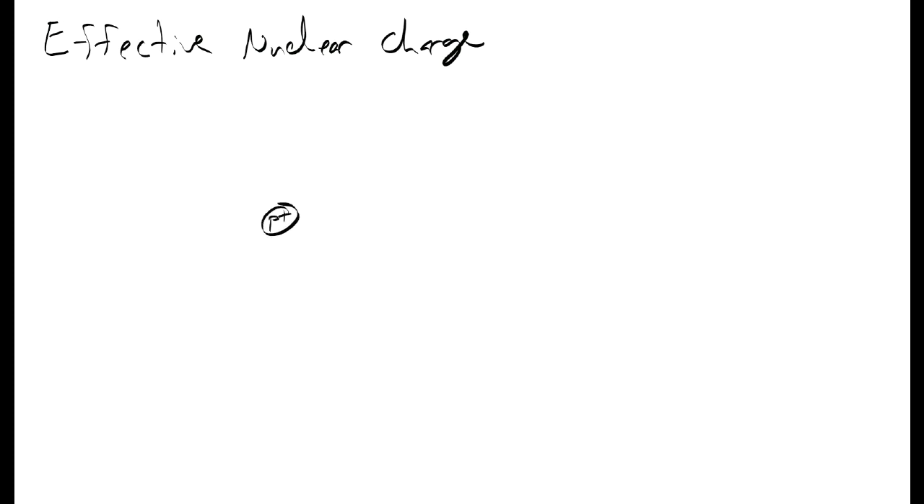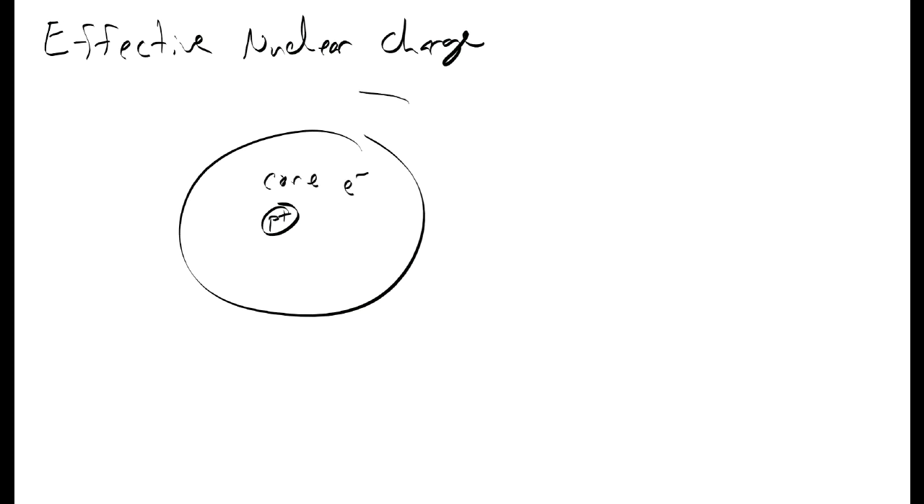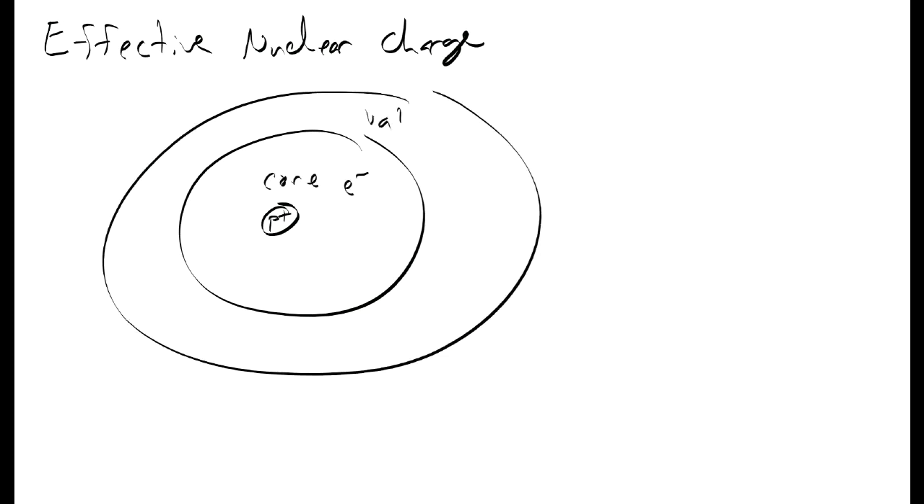For our second, I want to talk about something that's not as useful in itself so much as that it's useful for explaining other trends in the periodic table, and that is effective nuclear charge. Okay, so for any given atom, we have the nucleus. We have the core electrons. And then way over at the outside, we have the valence electrons.